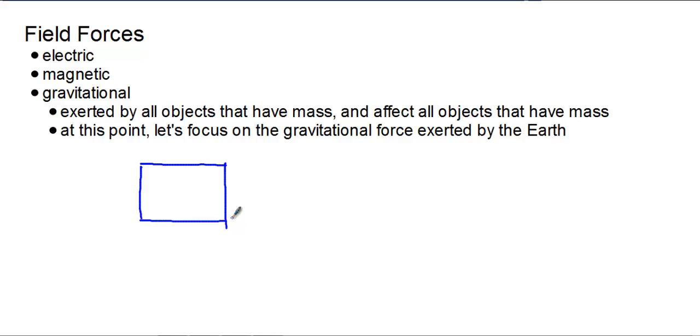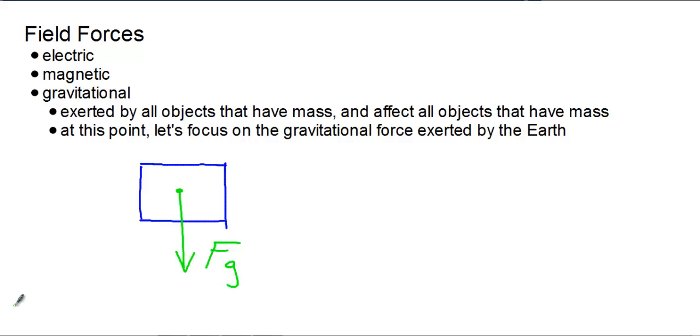So in this case, this could be a ball, it could be a car, it could be anything. But we're going to represent it with a box. And we're going to draw an arrow, a vector, that we're going to label with the force. So in this case, we have the force of gravity being applied to this object.